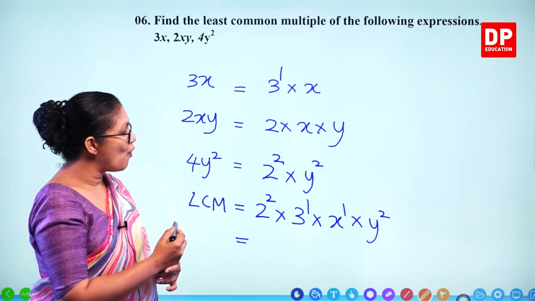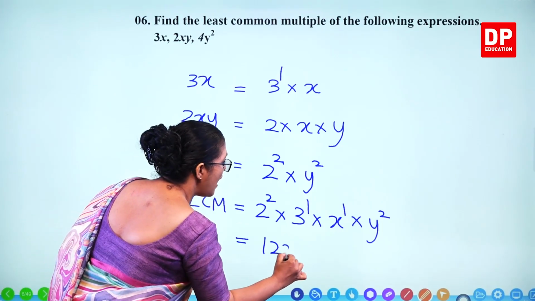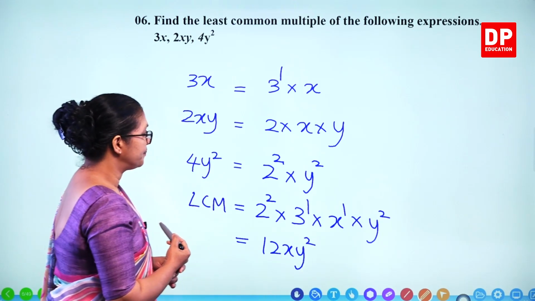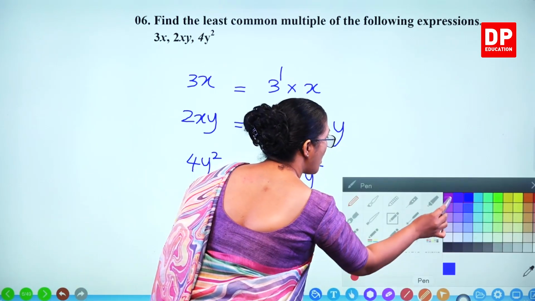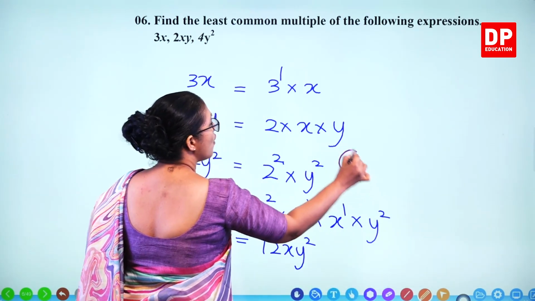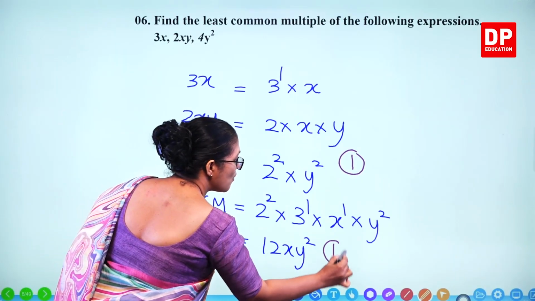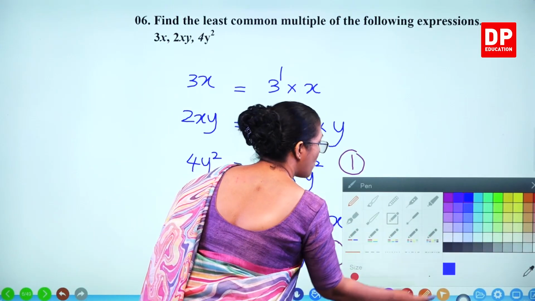Then what's the answer? 2 to the power 2 is 4. 4 times 3, 12. x, y squared. So you get 2 marks: 1 mark for identifying factors and 1 mark for the lowest common multiple.